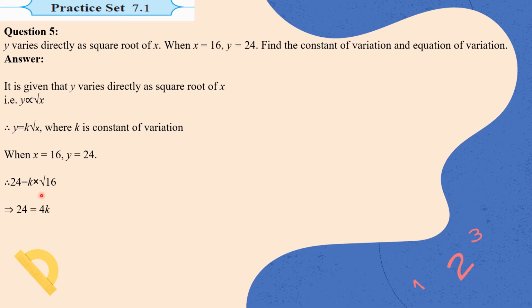So we know square root of 16 is 4. So we get 24 is equal to 4k. We divide both sides by 4. We get the value of k to be equal to 6. Now we have found out the constant of variation and equation of variation. The constant of variation is 6. We'll substitute it in our equation of variation. So we get y is equal to 6 root x. So our equation of variation is y equal to 6 root x.